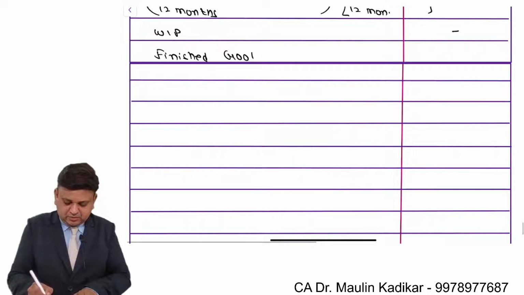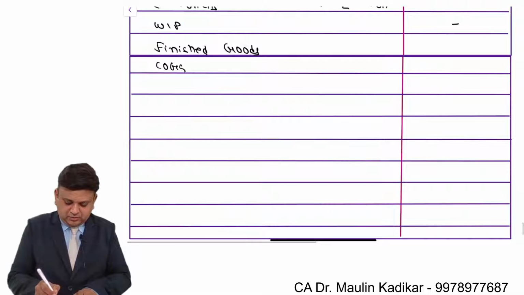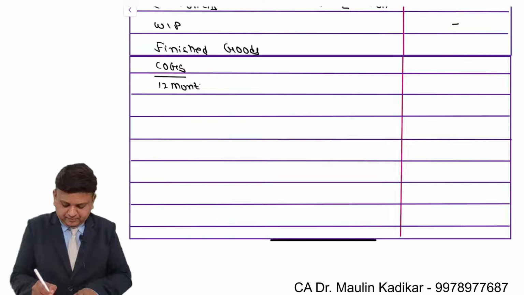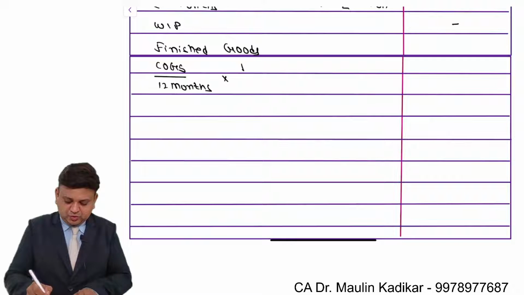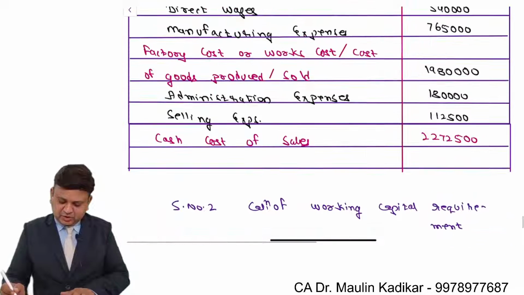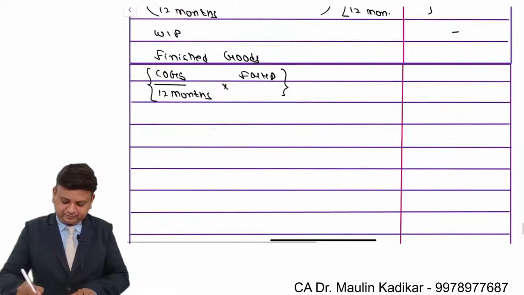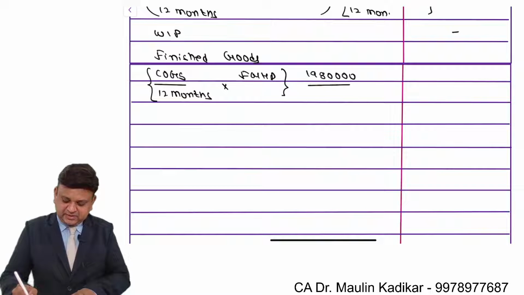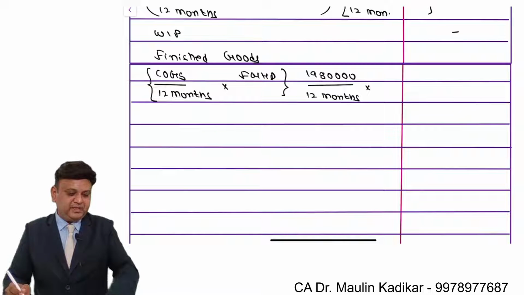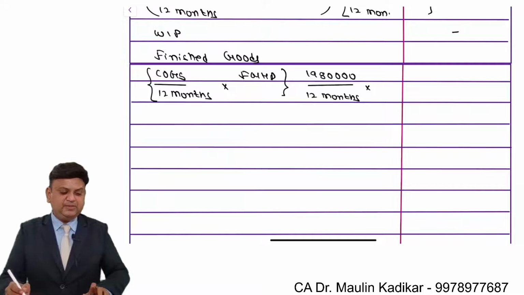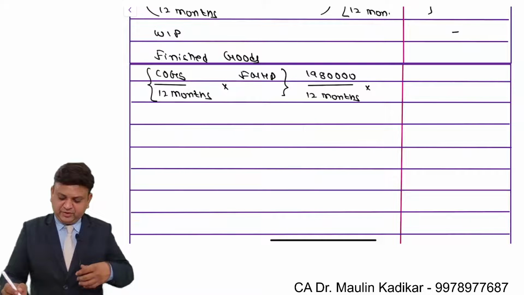So finished goods: it is cost of goods sold divided by 12 months into finished goods holding period. What is cost of goods sold? It is an amount of 19,80,000 divided by 12 months into finished goods holding period, which is again 1 month, because the company keeps 1 month stock of the raw material and finished goods each.